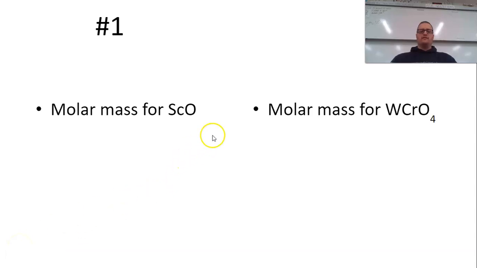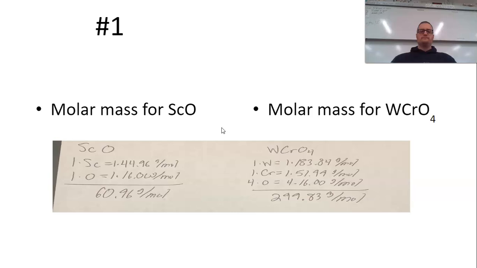All right, welcome back. Let's see how you did. So you've got one of each, scandium and oxygen, added up. 1 tungsten, 1 chromium, 4 oxygen, added up. Let me know if you have questions on that when you come in.